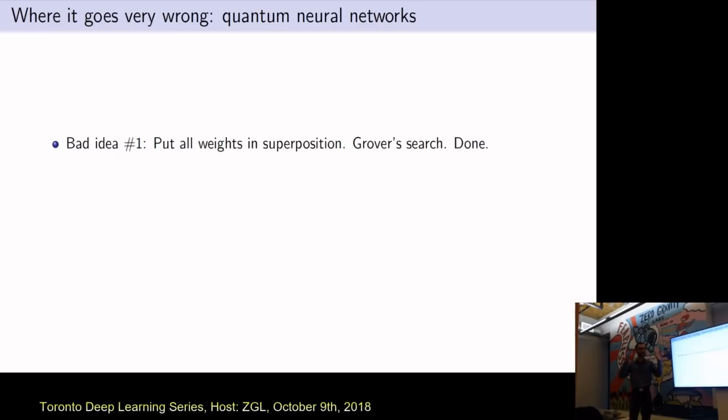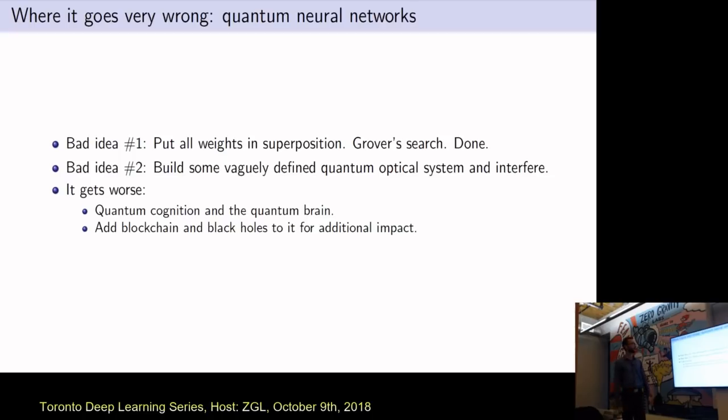So it's completely absurd. And the other approach is to build some very vaguely defined quantum optical system, with photons going all over the place, interfering them, and then somehow it's a neural network. That's also absurd. And you have no idea how many papers there are out there, like 100.